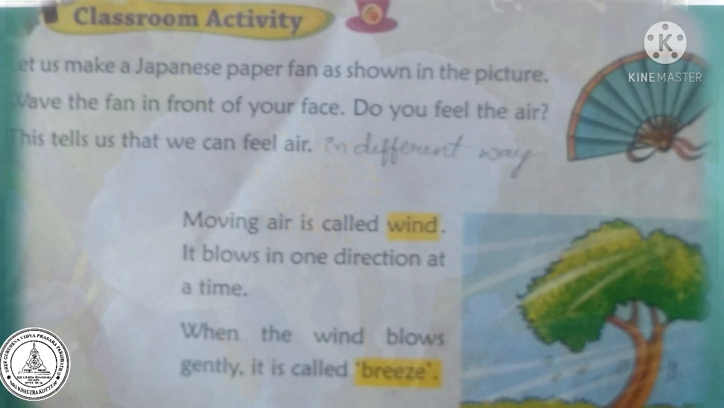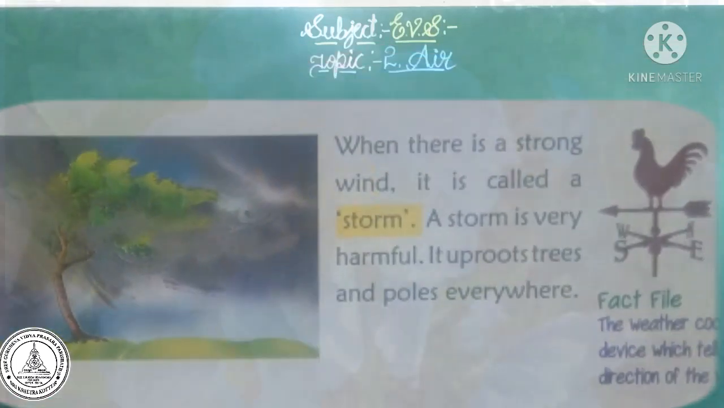So, next we move on to the moving air, which is called wind. It blows in one direction at a time. When the wind blows gently, it is called a breeze. When there is a strong wind, it is called a storm. A storm is very harmful. It uproots trees and poles everywhere.